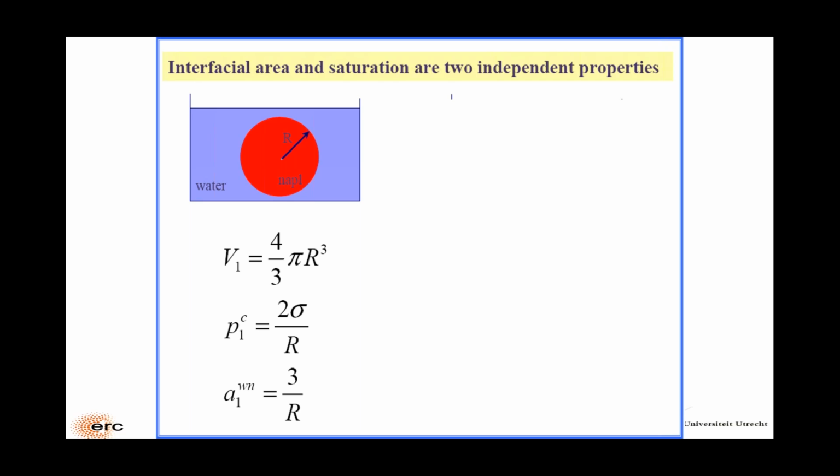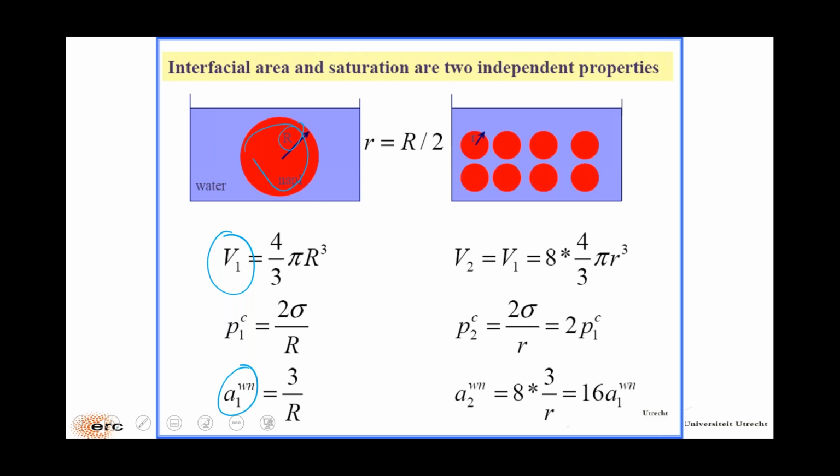Imagine there is a water bucket and there is a blob of oil in there. It has a given radius r, therefore it has a given volume. It also has a given interfacial area per unit volume. Now, if you shake this and break this one bubble into 8 bubbles, the volume has remained the same, but the radius has become smaller. Now you have a larger capillary pressure, twice as much as you had here. It's the same saturation. So capillary pressure is not just a function of saturation.